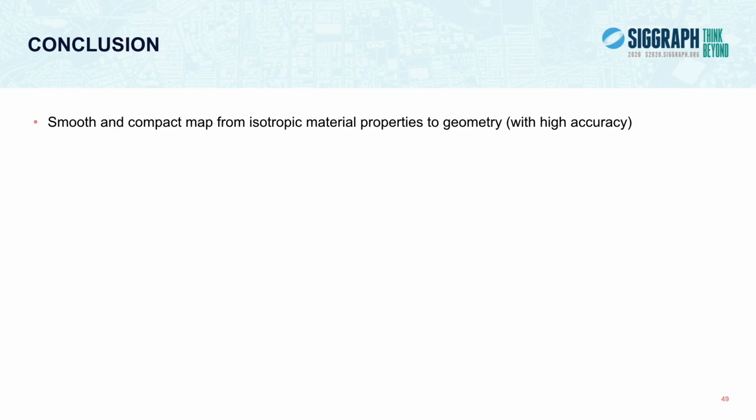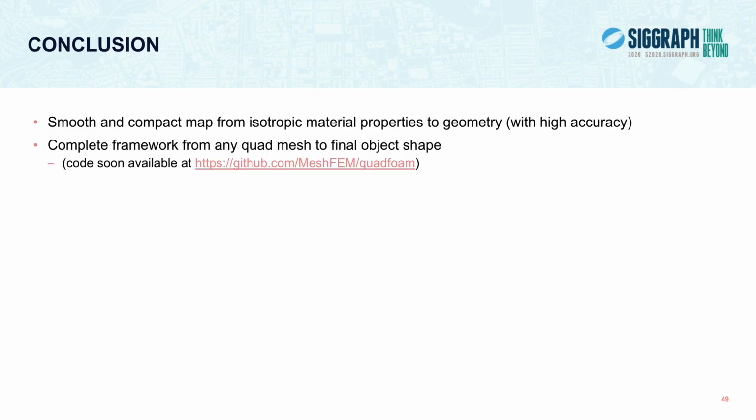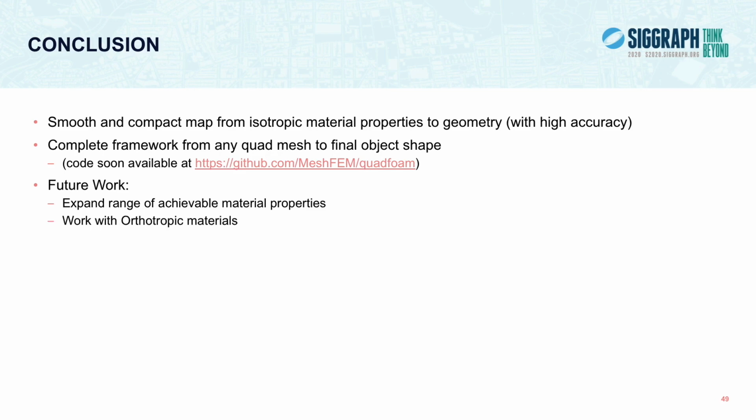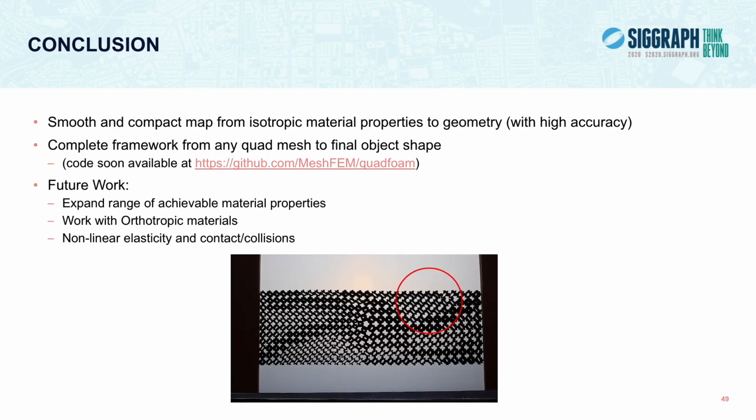As a conclusion, we were able to design a smooth and compact map from isotropic material properties to geometry, with proven accuracy. We also implemented a complete framework that can produce an optimized object for a given set of boundary conditions from any quad mesh. As future work, it should be possible to achieve a larger range of material properties by using different topologies and different techniques for expanding coverage. Moreover, we could explore a pipeline to produce orthotropic materials as well, since in this work we focus on isotropic materials in order to have results that are more mesh independent.